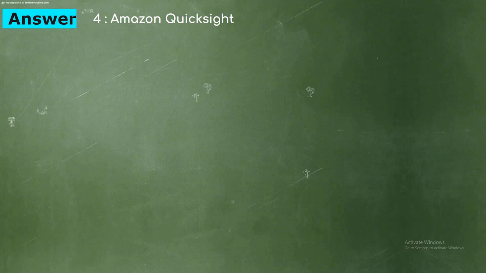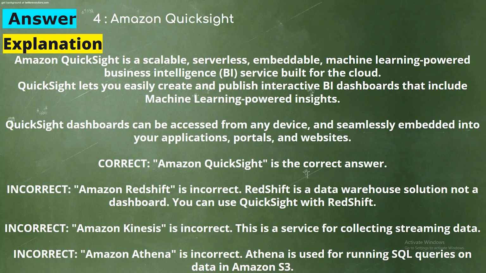Amazon QuickSight. Explanation. Amazon QuickSight is a scalable, serverless, embeddable, machine learning-powered business intelligence service built for the cloud. QuickSight lets you easily create and publish interactive dashboards that include machine learning-powered insights. QuickSight dashboards can be accessed from any device and seamlessly embedded into your applications, portals, and websites. Correct, Amazon QuickSight is the correct answer.